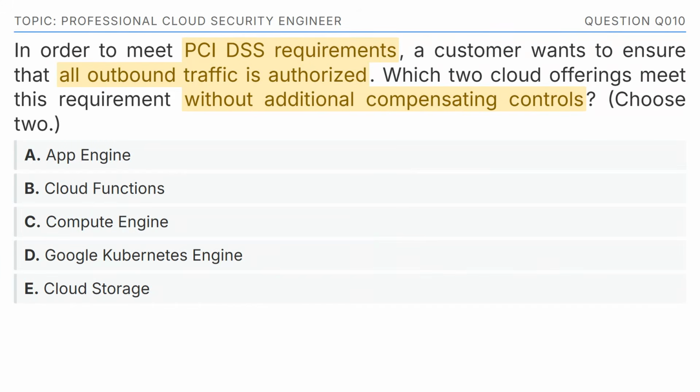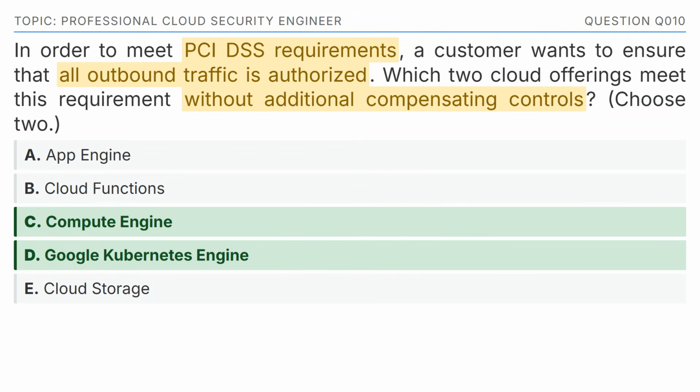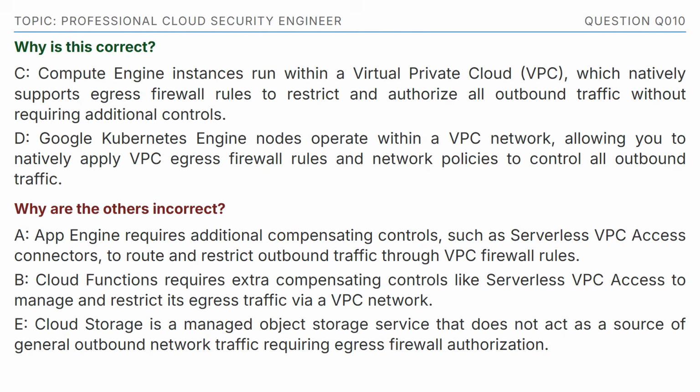To arrive at the correct answer, we focus on the keywords: PCI DSS requirements, all outbound traffic is authorized, without additional compensating controls. The correct answers are option C, Compute Engine, and option D, Google Kubernetes Engine. Why is this correct? C. Compute Engine instances run within a virtual private cloud, VPC, which natively supports egress firewall rules to restrict and authorize all outbound traffic without requiring additional controls. D. Google Kubernetes Engine nodes operate within a VPC network, allowing you to natively apply VPC egress firewall rules and network policies to control all outbound traffic.